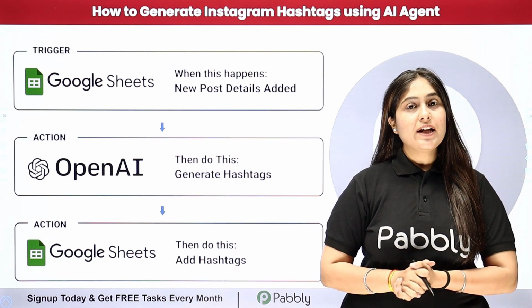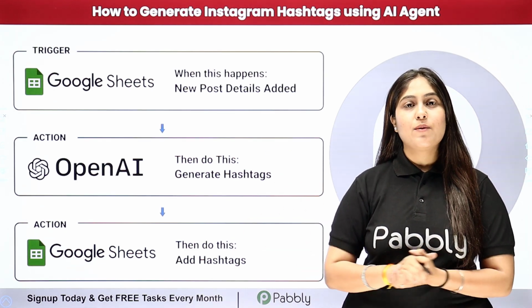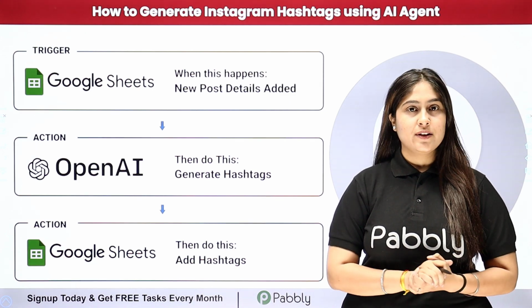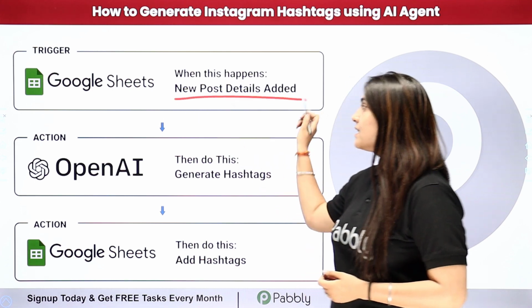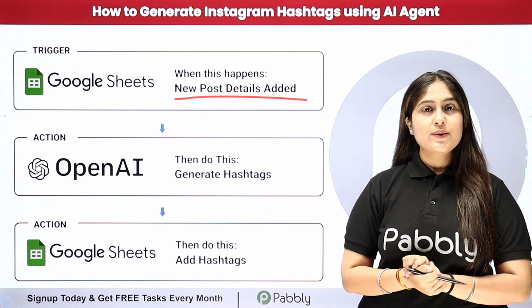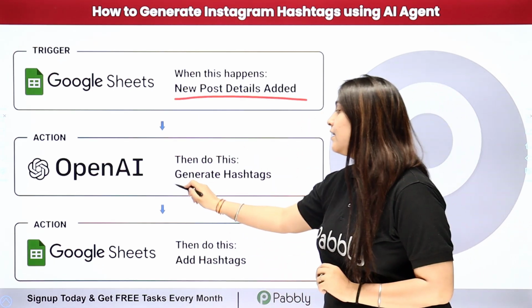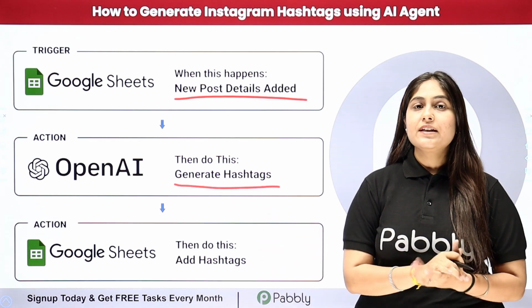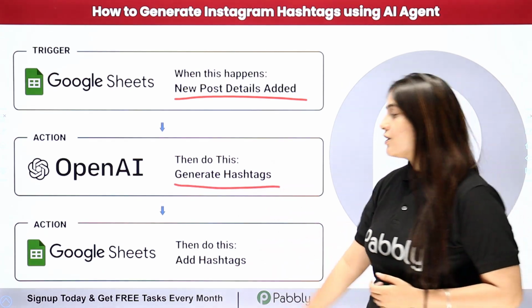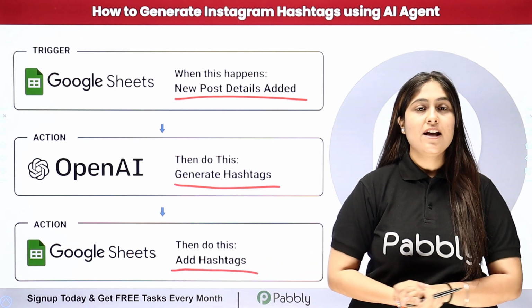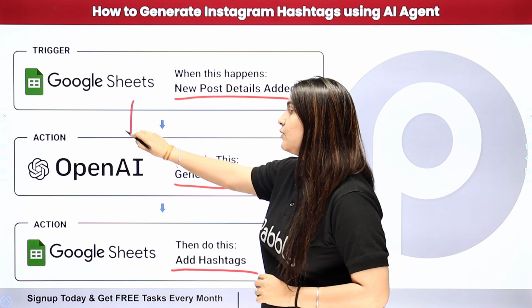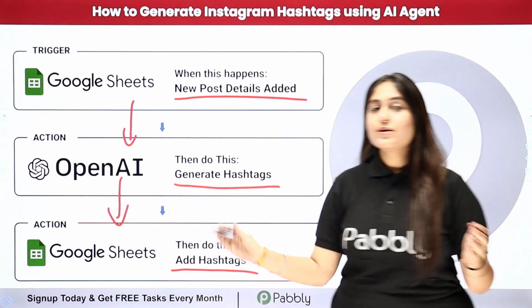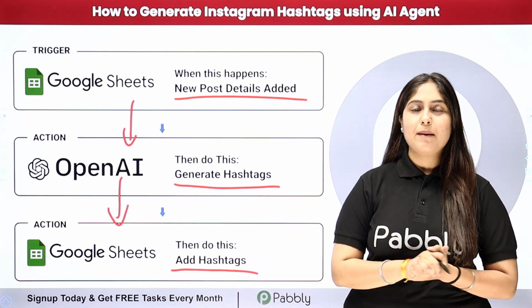So as a content creator, I want to generate hashtags for my post automatically and regularly. So now here my objective is that when I'm going to add a new post details in my Google Sheets, then automatically using the details, OpenAI should generate the relevant hashtags, and after generating the hashtags, automatically that hashtag should be added in my Google Sheets again. So now here to automate the entire process, I need to connect my Google Sheets with OpenAI and Google Sheets again using an automation software named as Pabbly Connect.